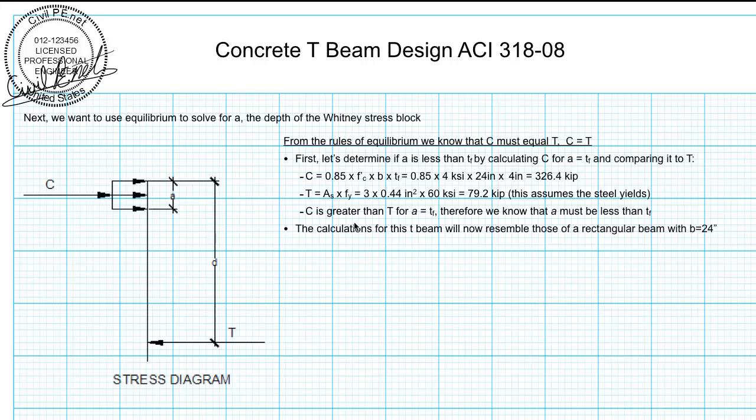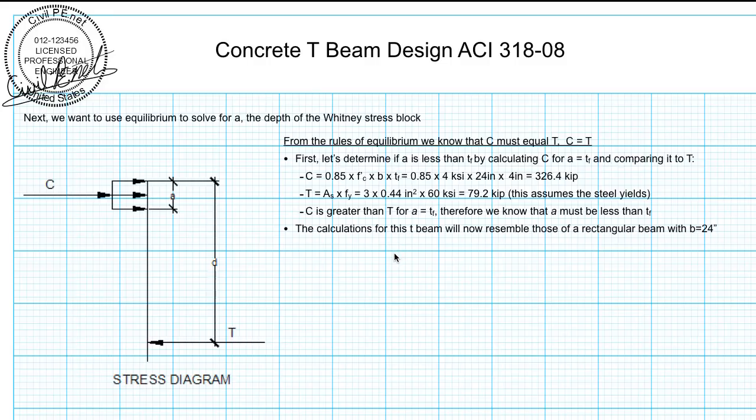So for our calculation, the compression force is equal to 0.85 times f'c times the width of the flange times the thickness of the flange. So that equals 0.85 times 4 ksi times 24 inches times 4 inches, or 326.4 kips. Our tensile force is equal to our area of steel, which is 3 times 0.44 inches squared, we've got the 3 number 6 bars, times the yield stress, 60 ksi. Once again, we're assuming that the steel yields here. And we come out with a tensile force of 79.2 kips. This tells me that because C is greater than T, the depth of our Whitney stress block has got to be less than the thickness of the flange.